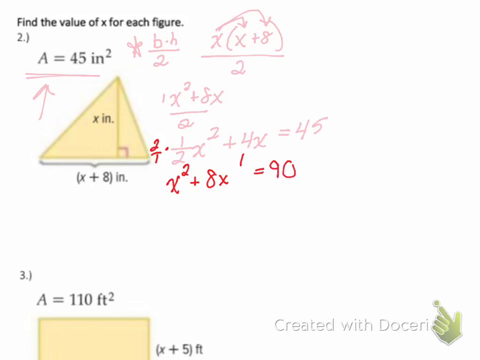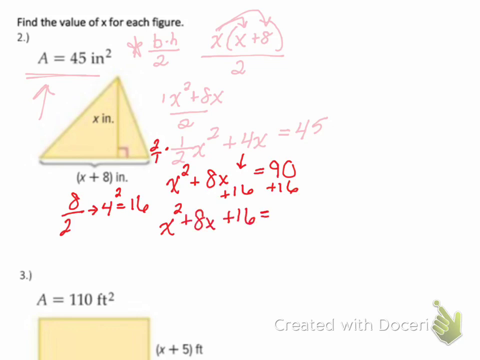Now I've got to find the c value to make this a perfect square trinomial. So I'll take 8 divided by 2, which gives me 4. Square it gives me 16, so I need to add 16 to both sides. So I get x squared plus 8x plus 16 is equal to 106. Then I'll go ahead and factor the left-hand side, so the square root of 16 is 4, and I'll do x plus 4, since it's a positive 8, squared is equal to 106.